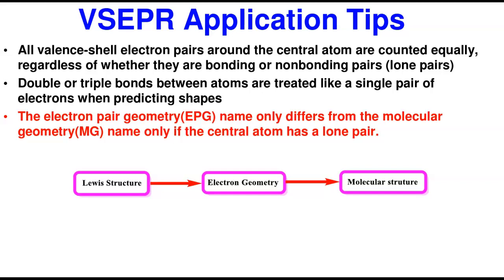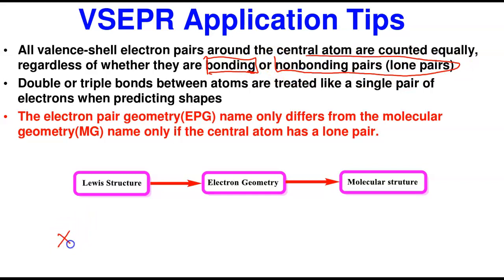That is exactly what we're going to do next. Now, first thing first, all valence shell electron pairs are counted as equal. Every electron pair around the central atom is counted as equal, whether it is bonding between two atoms or whether it is a non-bonding lone pair. What does that mean? Okay, let me give you an example.